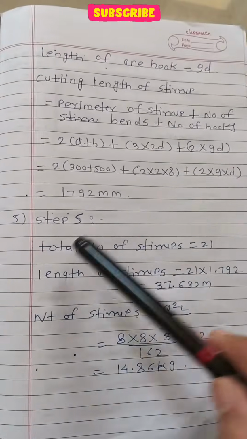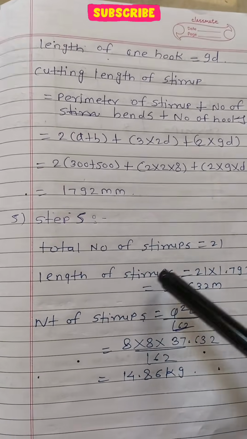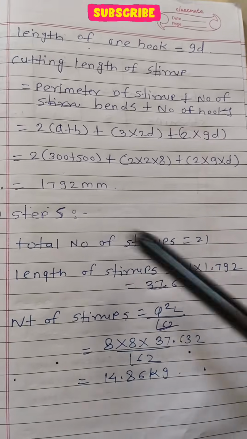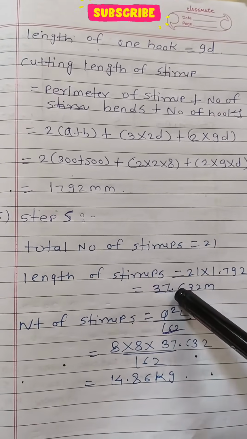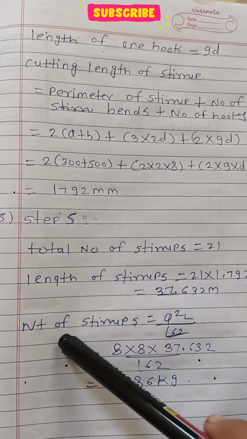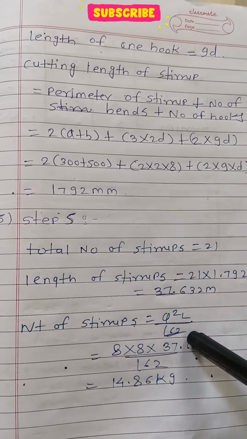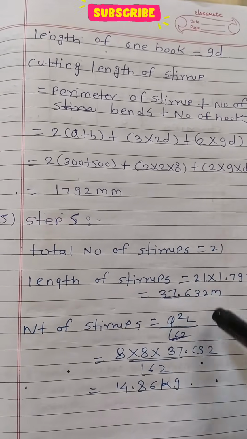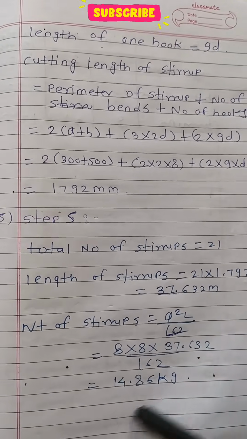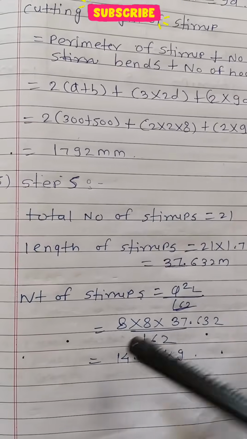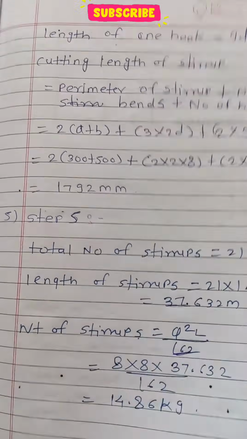Step 5 is the total length of stirrups, for 21 stirrups. To calculate it, you have to multiply the length of one stirrup by the number of stirrups. So you will get the length of stirrups. Then for the weight of stirrup, you know one formula, that is D square divided by 162 into L. By putting values in this formula, you will get the result, approximately 14.86, that is the weight of stirrup.